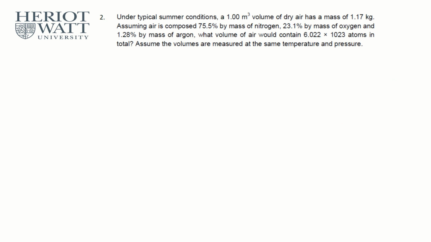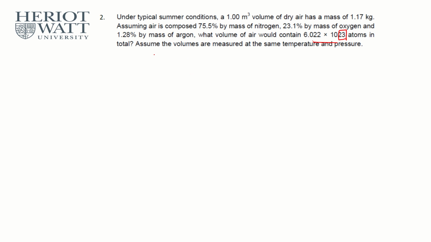Let's look at question 2. Under typical summer conditions, a 1 cubic meter volume of dry air has a mass of 1.17 kg. Assuming that air is composed of this percentage of nitrogen, oxygen, and argon, what volume of air will contain 6.022 times 10 to the power of 23? Sorry, guys, I converted to PDF, so this is actually a superscript, which is power 23, the Avogadro constant. So what volume of air will contain this amount of atoms in total?